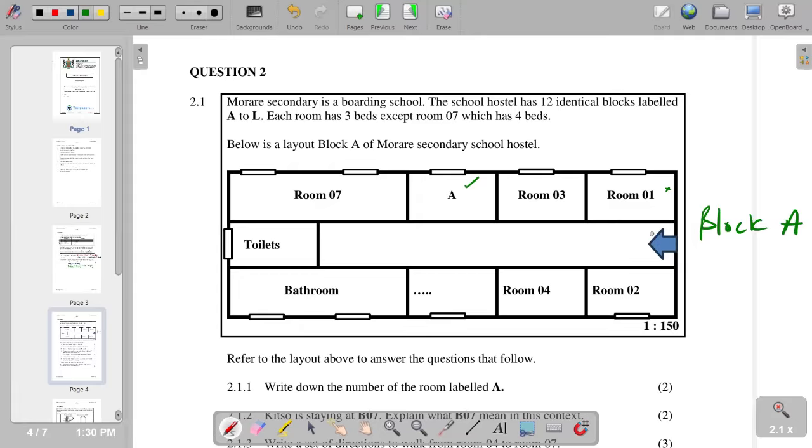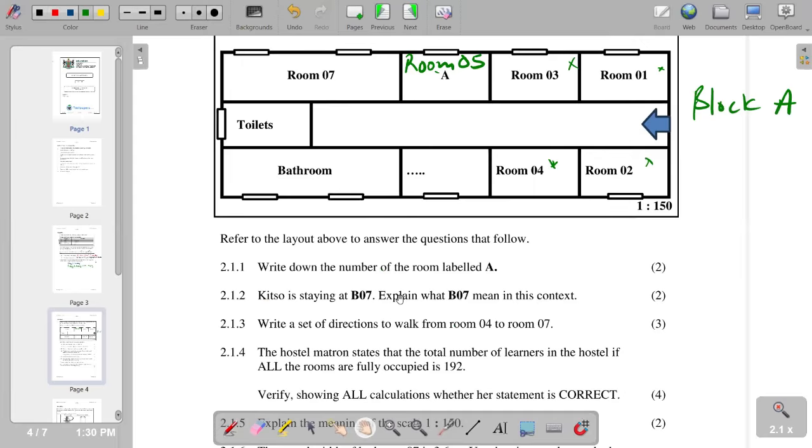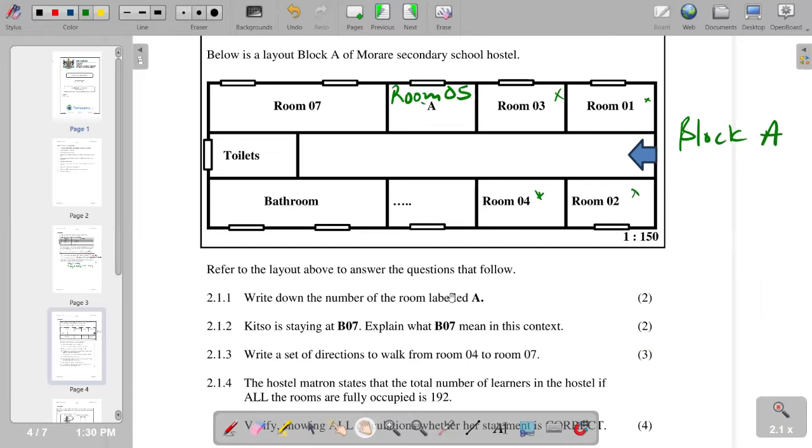Of course we see that this is room 1, room 2, room 3 is here, then room 4 is here. So it means this is going to be room 05. That's what we have for that part. Then move on to 2.1.2. Peter is staying in B07. Explain what B07 means in this context. You will see that B07 stands for block B room 7.